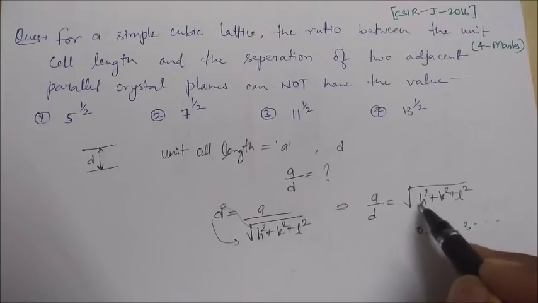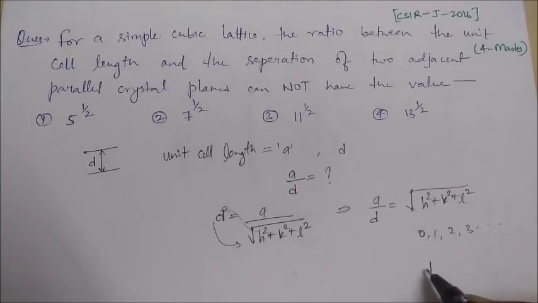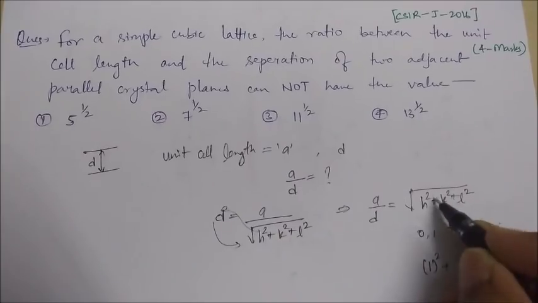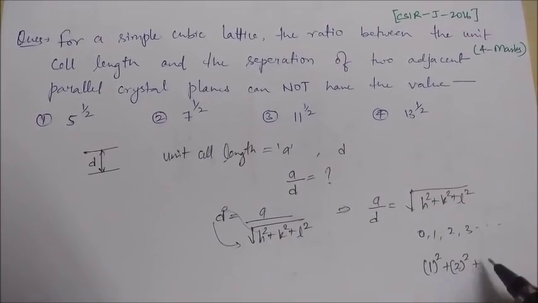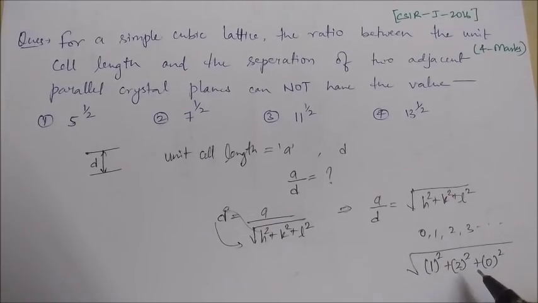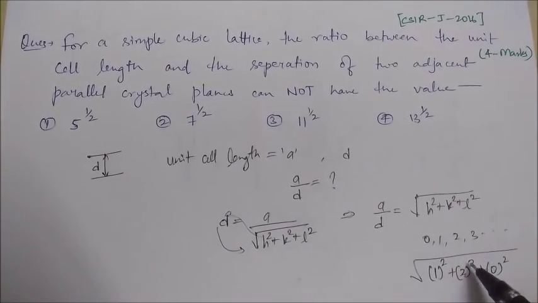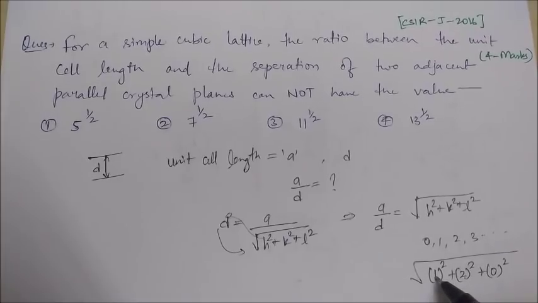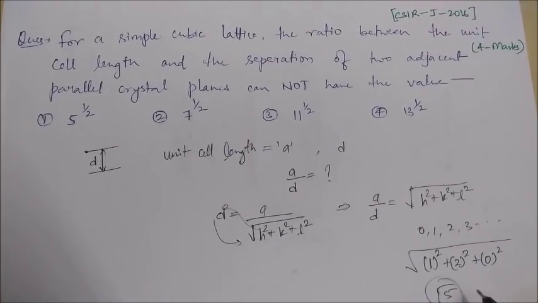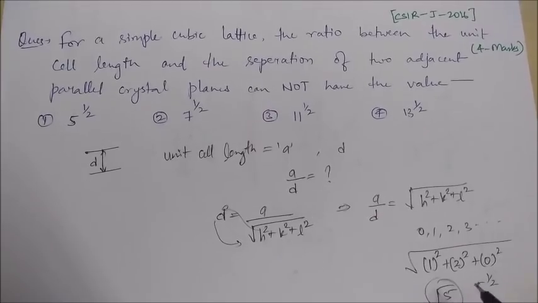If for h² you have the value 1, for k² you have 2, and for l you have 0, how can you easily get √5? See, 2² will be 4, and 4 plus 1 will be 5. So you will get √5 here. √5 means 5 to the power 1/2, so that is only representing √5.